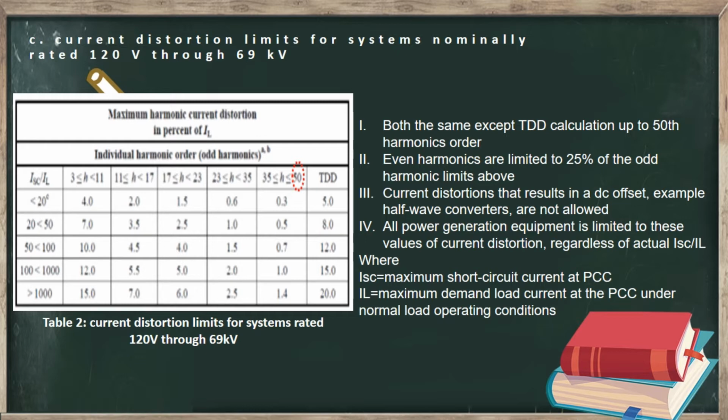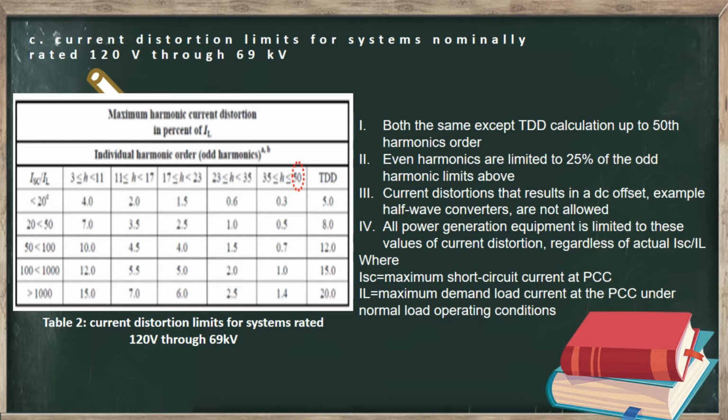Actually, for this they are both the same, except the TDD calculation must be up to the 50th harmonic order. Even harmonics are limited to 25% of the odd harmonic limit. Current distortion that results in a DC offset, for example half-wave converters, is not allowed. All power generation equipment is limited to this value of current distortion regardless of the actual ISC divided by IL.